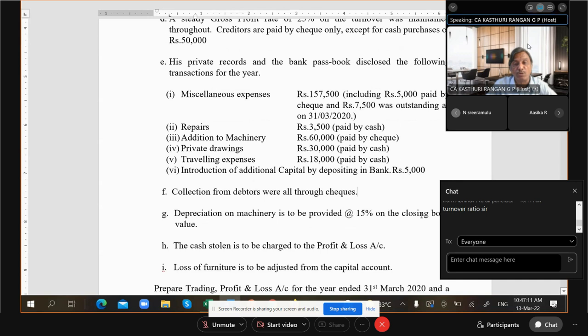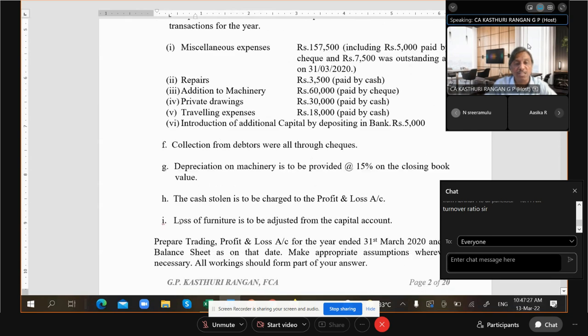Depreciation on machinery to be provided 15% of the closing book value. We have to find the closing book value of machinery. Depreciation should apply 15%. Cash stolen charged to P&L. When cash is stolen, it is a loss. Anyway, we will take it to P&L. That is given in the question also.